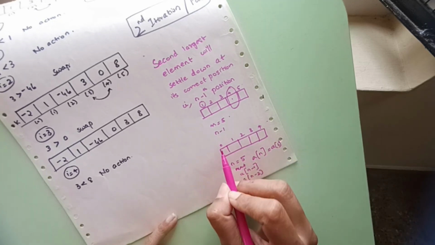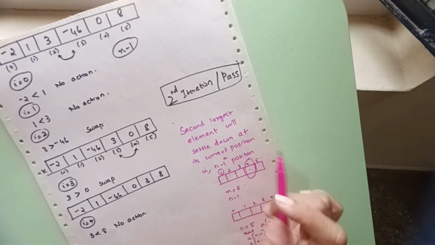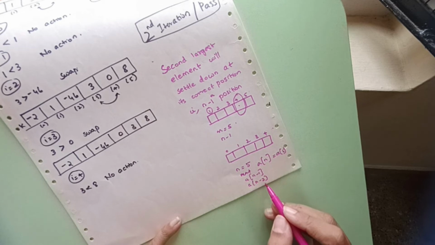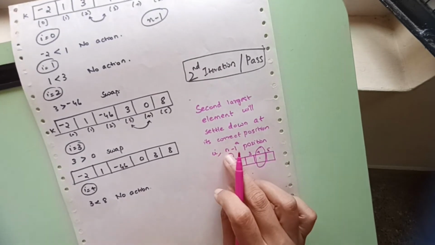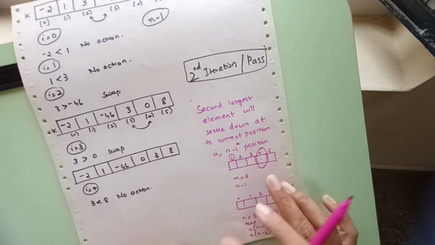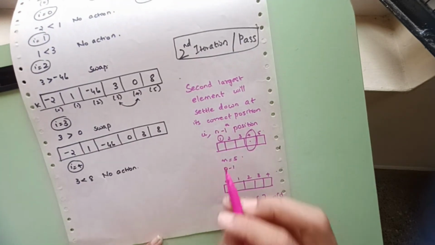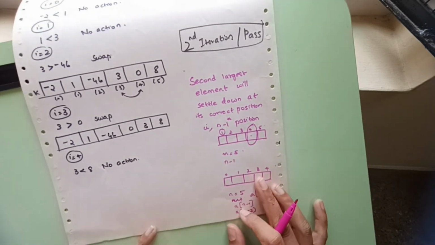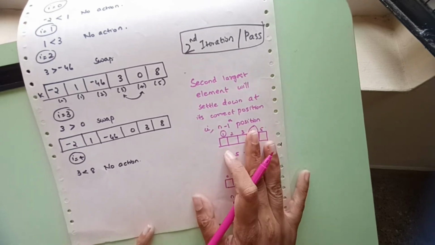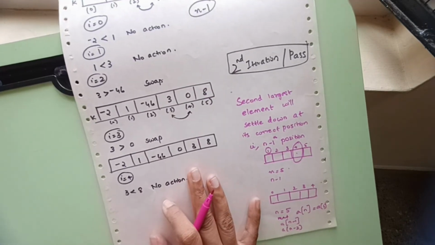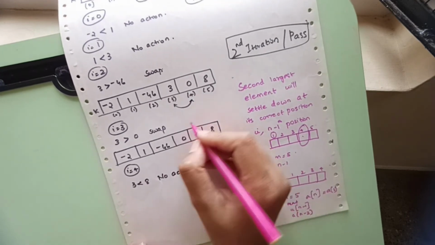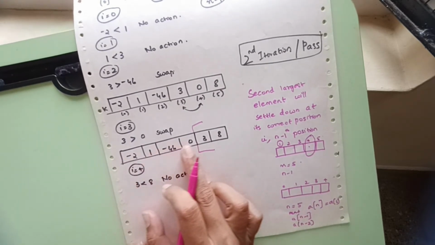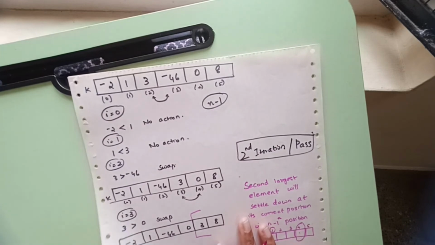So if the array index starts from 0, then after the second iteration, the second largest element will occupy the n minus 2nd position. So this will not be n minus 1, this will be n minus 2. If asked in a GATE or NET question, you have to understand whether the array index starts from 1 or 0. I suppose this portion is clear to you. This is the end product after the second iteration. After the second iteration, these two elements are fixed. So for the third iteration, we need to consider only these 4 elements. So let's go with the third iteration.